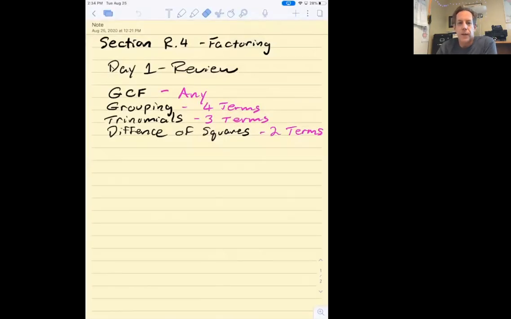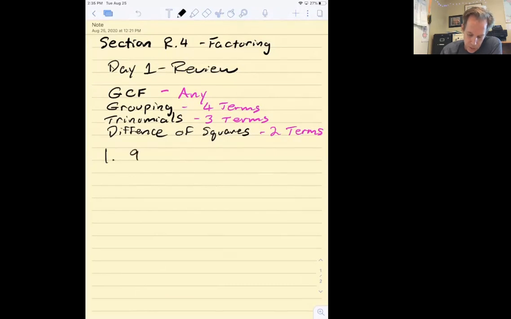Okay, so greatest common factor. Whenever you factor with greatest common factor, you can do that with any number of terms. And you should always look to see if you can take out a greatest common factor first before trying any of the other methods. If you have a problem with 4 terms, you can use grouping. If you have a polynomial with 3 terms, you could factor using the trinomial method. And difference of squares is one method that you can use when you have just 2 terms. So anyway, let's talk about greatest common factor first.